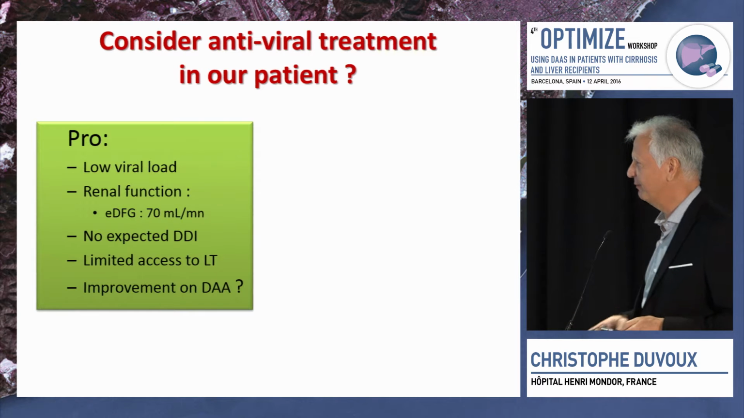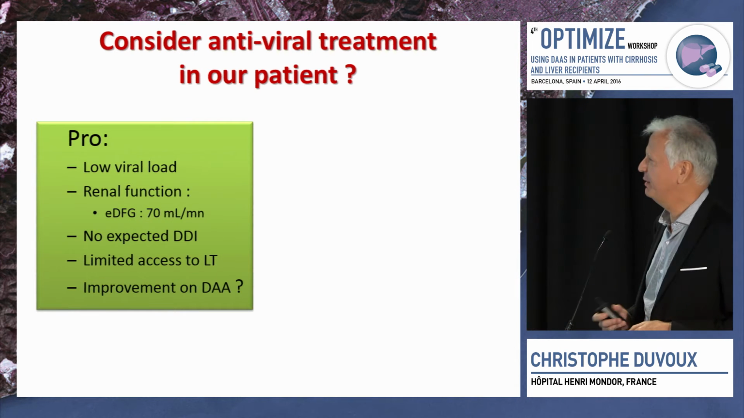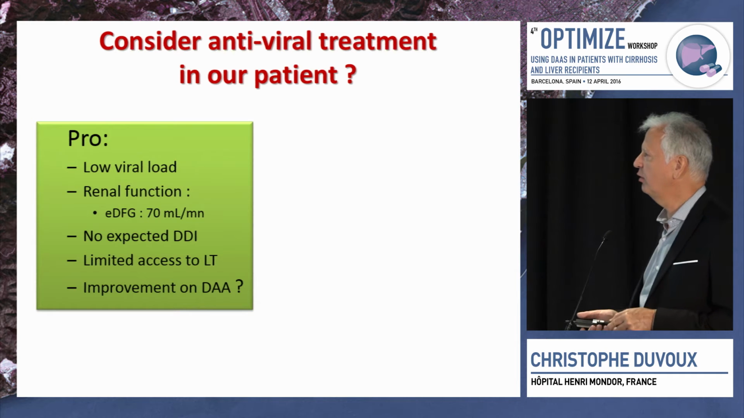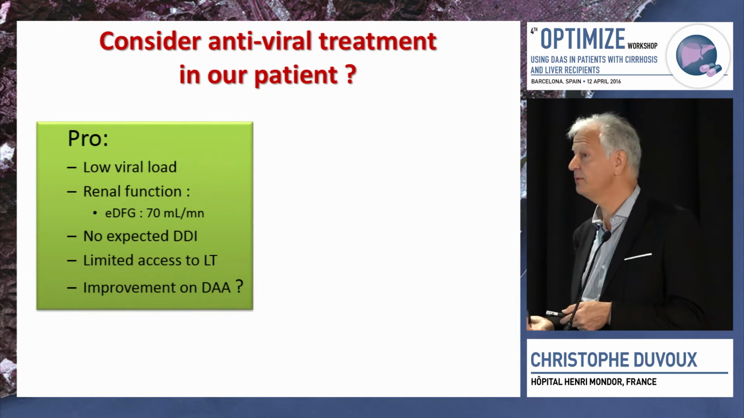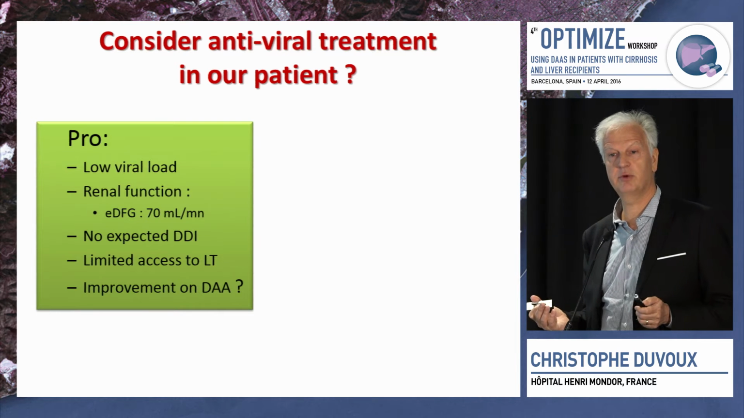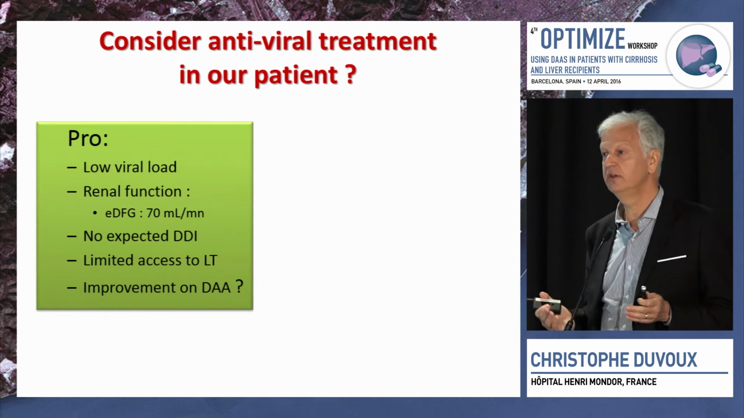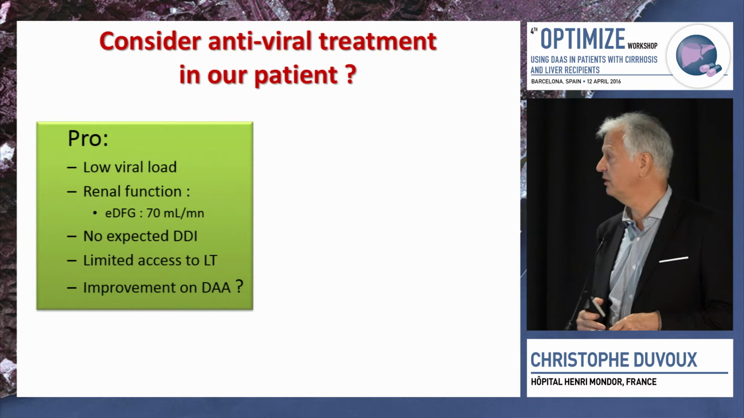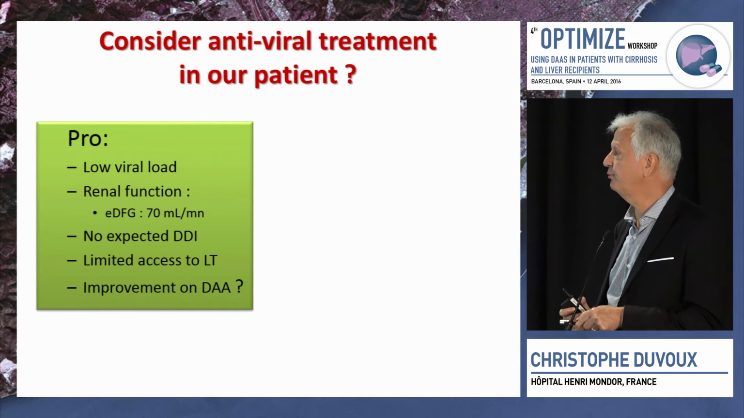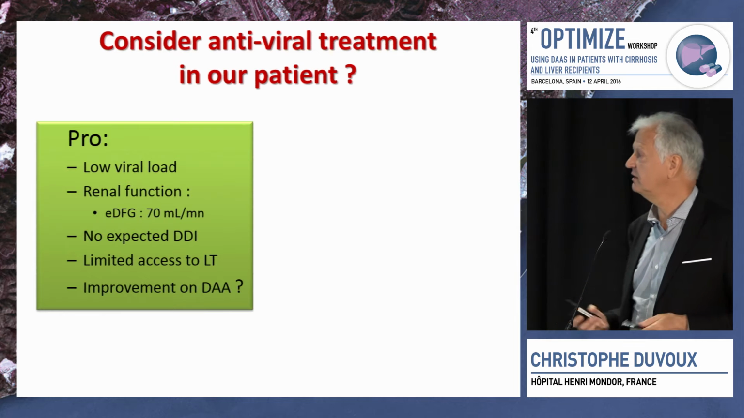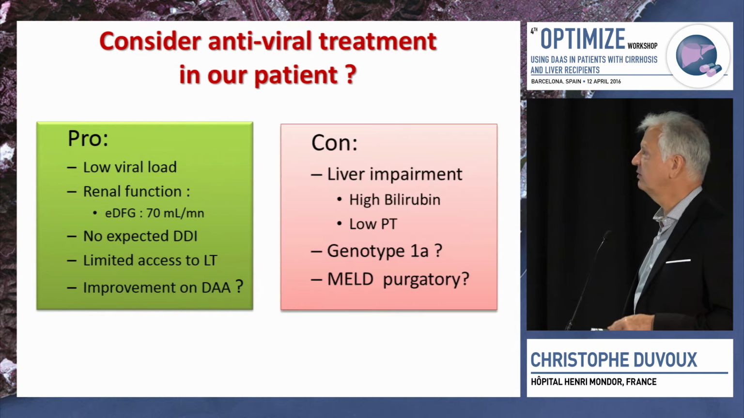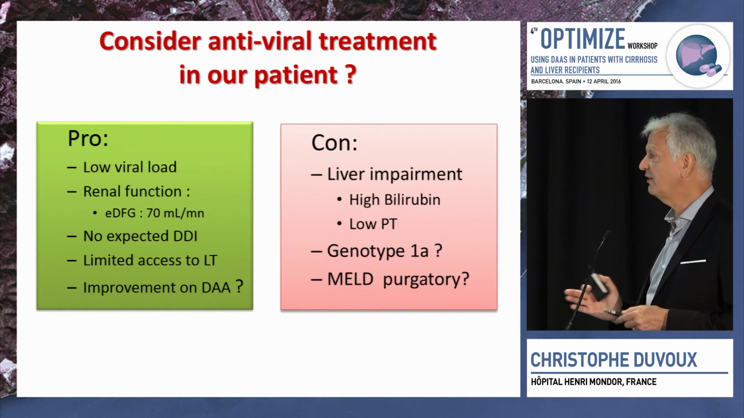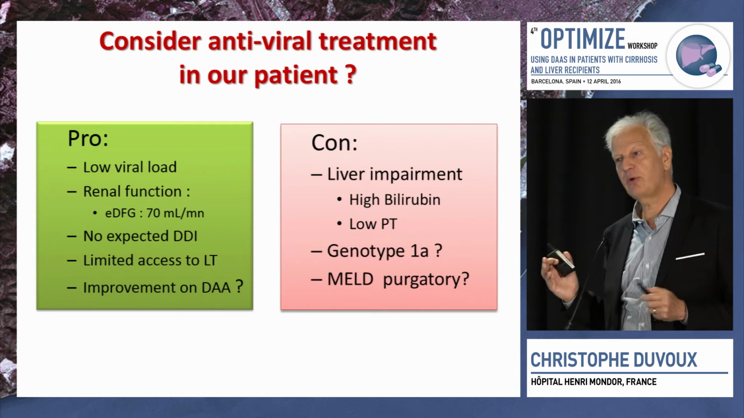So, back to our patient. How could we manage the patient? Favoring the treatment: rather low viral load, normal renal function, no expected DDI, limited access to transplantation, and we discussed this point this morning. For patients with a MELD score of 22, there is almost no access to transplantation in most of the programs, and we can expect an improvement on DAA, but the magnitude of this improvement is not well known at the moment. Against treatment: a quite important liver impairment. I show you the bilirubin, which was quite high, and the low prothrombin time. Genotype 1A may be a problem, taking into account RAVs, for instance.